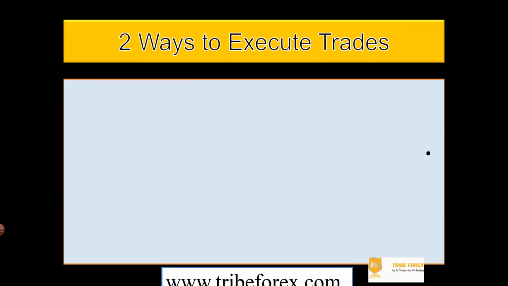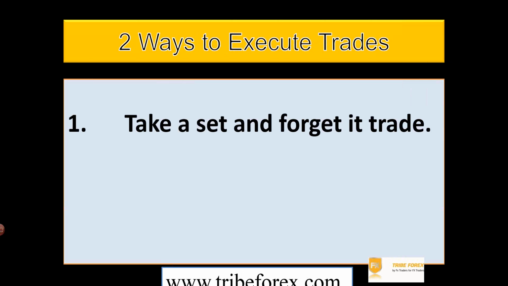Okay, now there are two ways to execute the bias. One is by a set and forget it trade. So we can take it at night. We can make our trading decision, say we're going to have a buy bias, take a buy, or set up a buy, set our stop loss and our take profit, and check it back at 5 p.m. Eastern Time the next day.